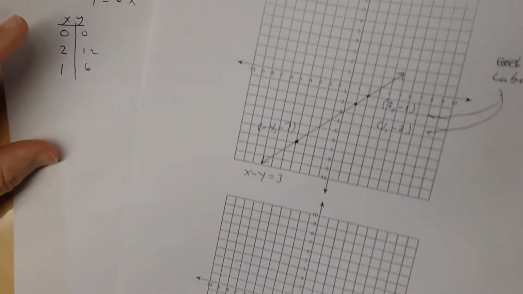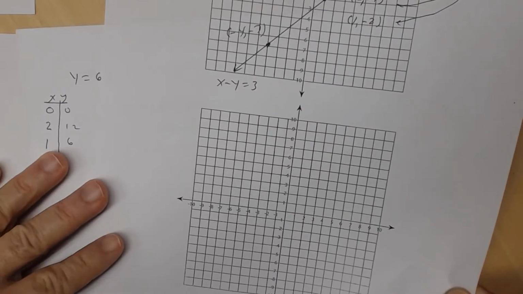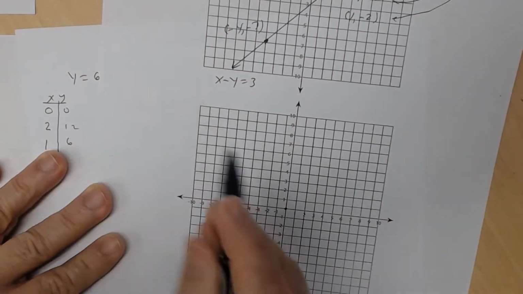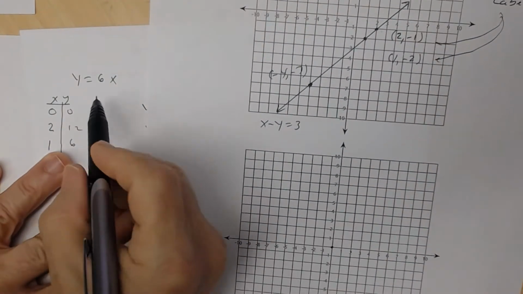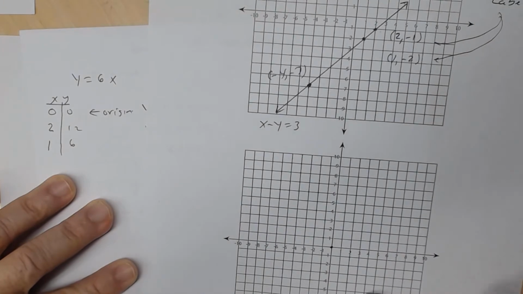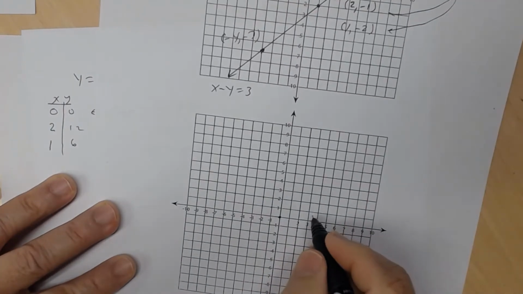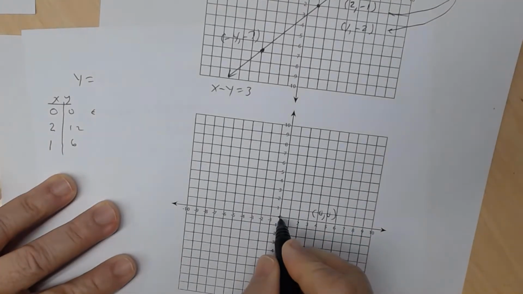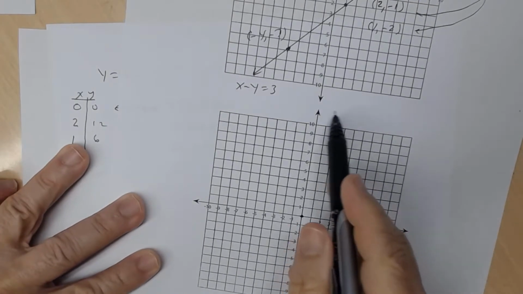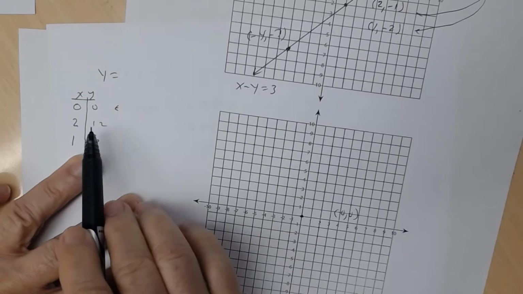So when I graph this, I get 0, 0, which is the origin. Remember, 0, 0 is the origin, where the x and the y-axis intersect. So this is the point 0, 0 that I just plotted right here. Now notice 2, 12 is outside of this plane, so I'm not going to use it.